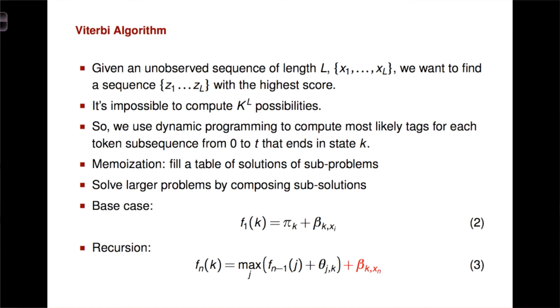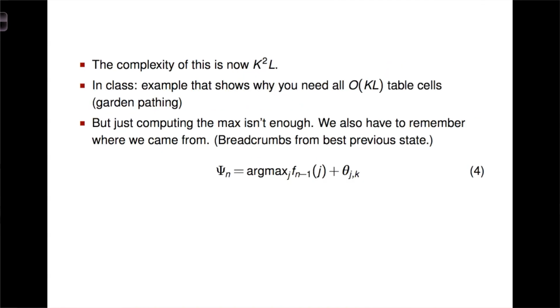And we've exhaustively searched over all possible parts of speech sequences for the best one, but we've done so in an efficient way by not looking at all k to the L possibilities. The complexity of this is now k squared L. You can see that this is the case because you have a table of size k times L, but to compute every cell in that table, you need to do k operations. That's the recursive step that we talked about before. You have this max over all of the previous j's, and there are k of them. So that's k times L.